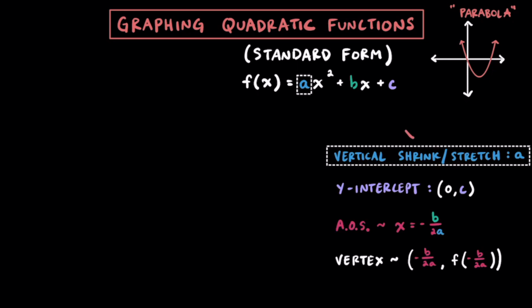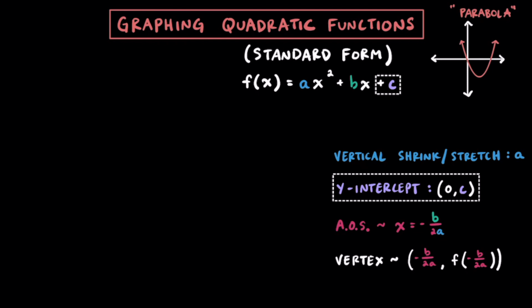If the absolute value of a is between 0 and 1, or is a proper fraction, it's going to cause a vertical shrink, or the parabola gets wider. But if the absolute value of a is larger than 1, or is an improper fraction, then we're going to get a vertical stretch, or it's going to get a little skinnier. While I didn't write it here, if a is positive, the parabola is going to have a minimum, and if a is negative, then the parabola is going to have a maximum.